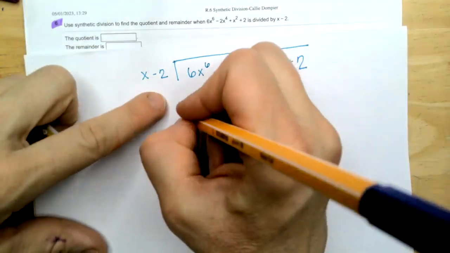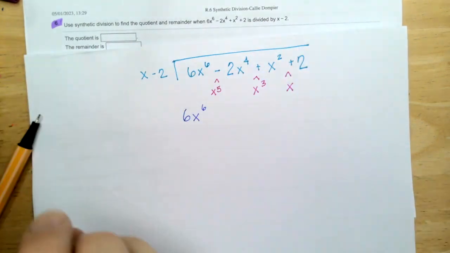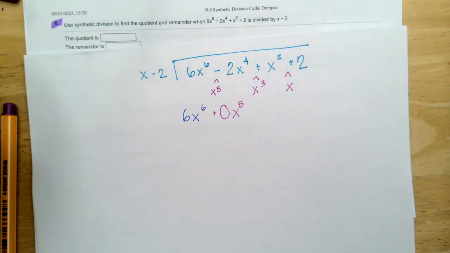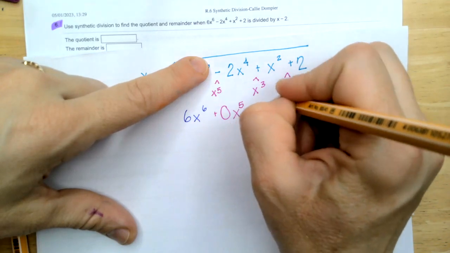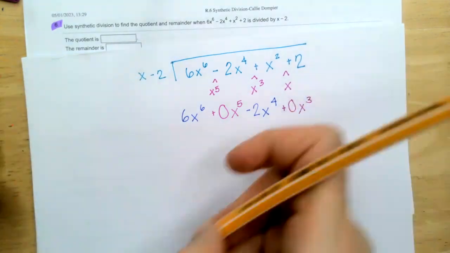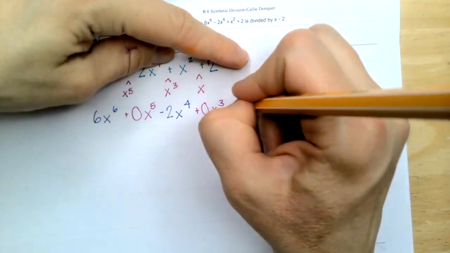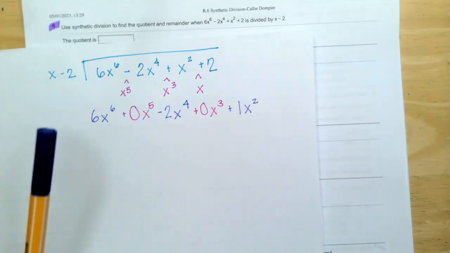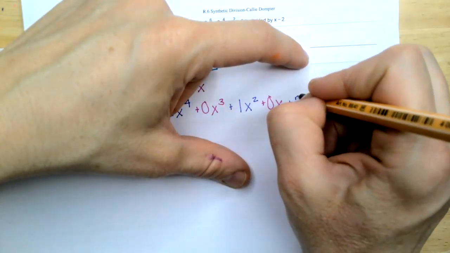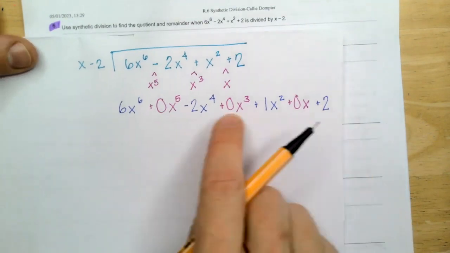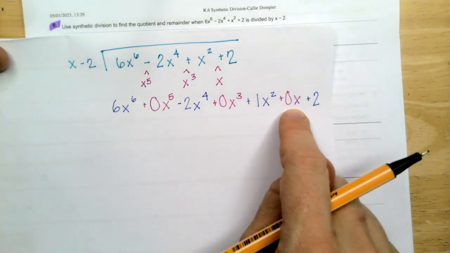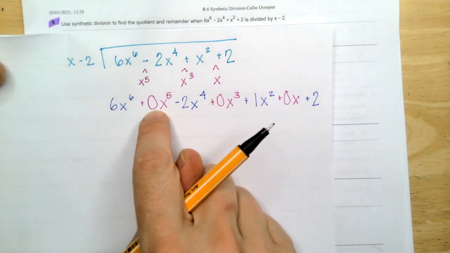So when I rewrite this, it's going to be 6x to the 6th plus 0x to the 5th. It's just like a placeholder. Minus 2x to the 4th plus 0x to the 3rd plus 1x squared, right? Again, plus 0x. Plus 2. So it's got a lot longer because we accounted for every missing term, every term that was actually just 0. 0 times x to the 5th is 0, so we're not going to write it out, right?